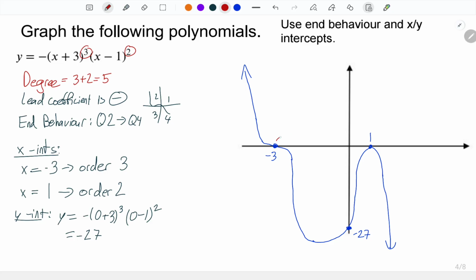And in this case, I'll just label the orders. You don't have to label the orders each time, but for this first graph, we're reiterating that the order tells us the shape around that intercept. And there's a look at how you can graph a polynomial. So really we're using 3 main pieces of information: the end behavior, the intercepts and their orders, and the y-intercept. And that can give you a decent graph.